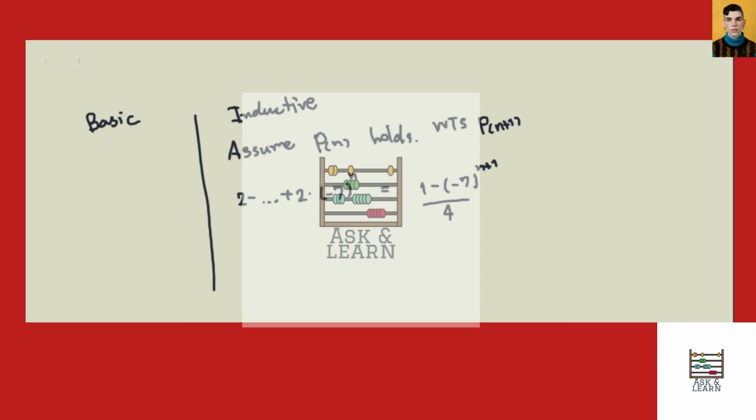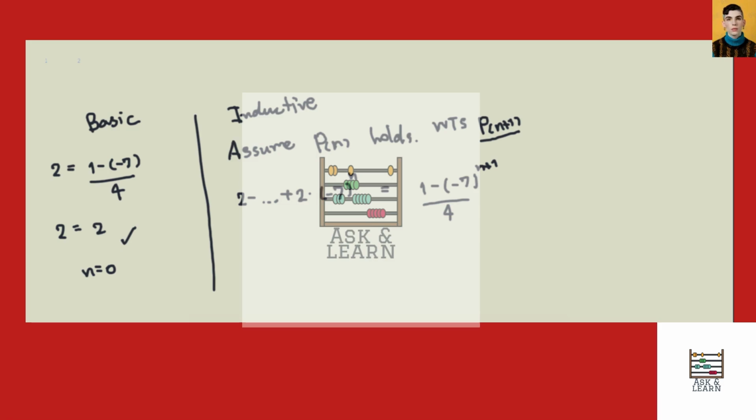First, the basic step. So n equals 0 will give this statement 1 minus 7 over 4, which is 8 over 4, which is 2. So we can see that the basic step is true for n equals 0. Now, assume that the statement is true for some n, then we want to show that it's true for the next, so n plus 1.